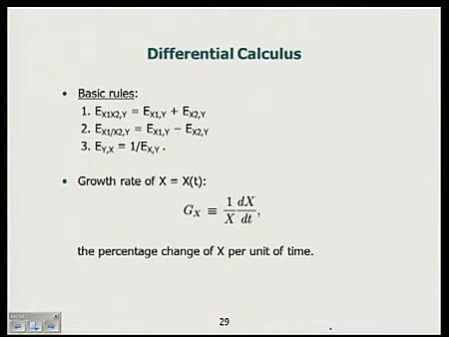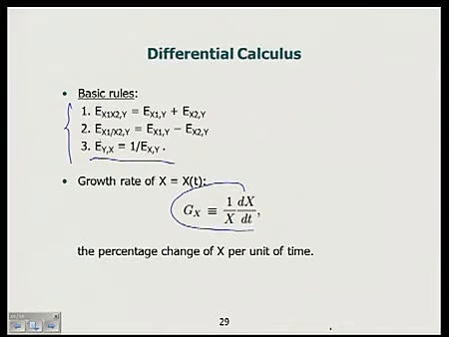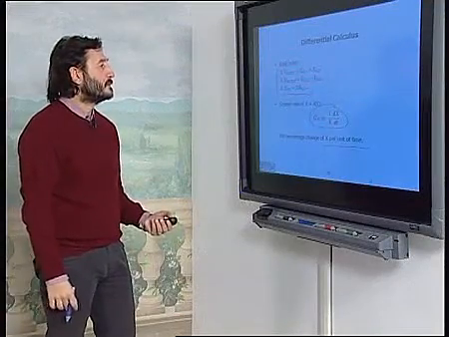Then we have the basic rule for the elasticity. The elasticity of x1 times x2 with respect to y equals the elasticity of x1 with respect to y plus the elasticity of x2 with respect to y. Then this is the product, this is the quotient, and this is the inverse. This is the growth rate per unit time, a very easy formula: 1 over x times the partial derivative of x with respect to t, the percentage change of x per unit of time. These are very easy.